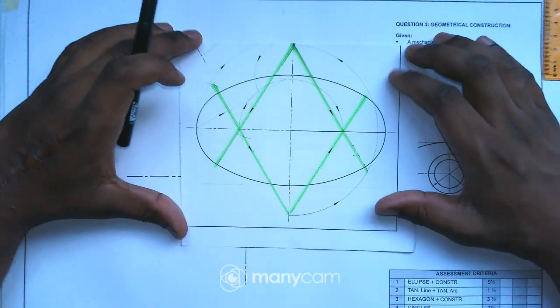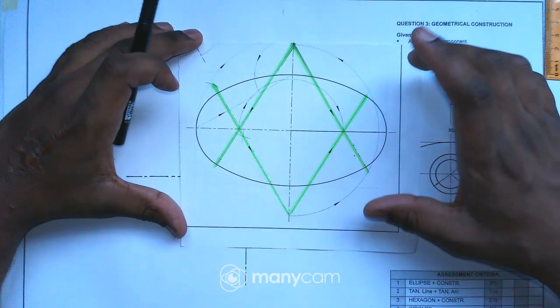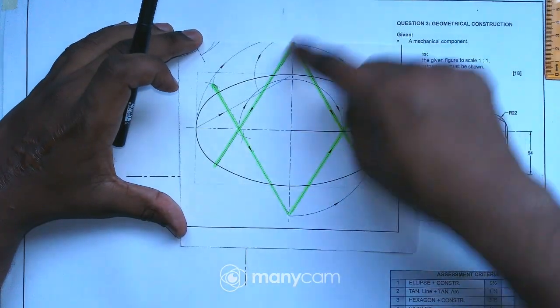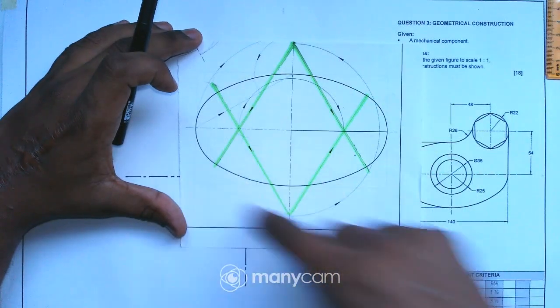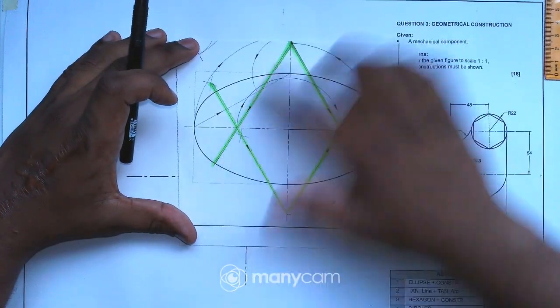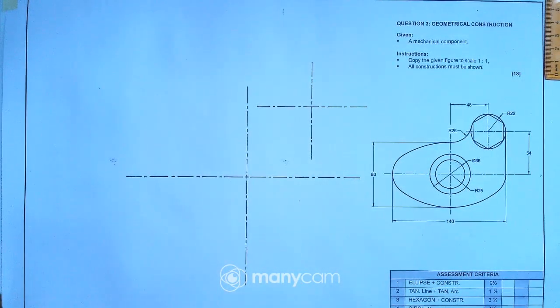So why are we doing all the constructions? We are doing all these constructions. Obviously, we want to draw the ellipse, but we want to get these lines, because if we have these lines, we can just draw the ellipse. So our goal here is to get these lines. So I'll just show you how to get those lines now.